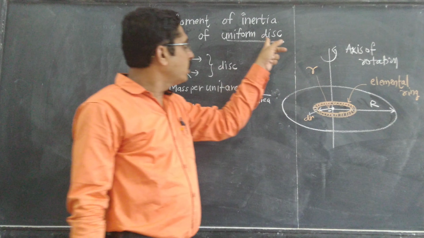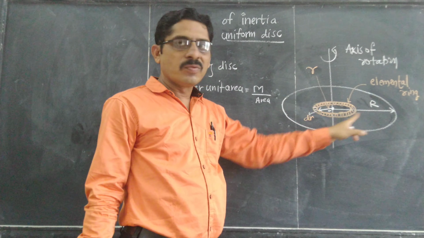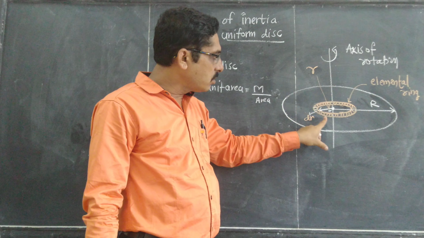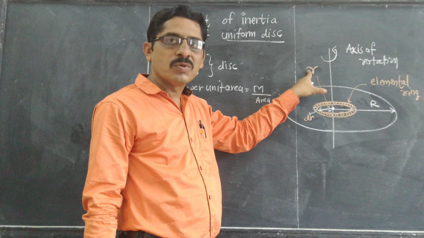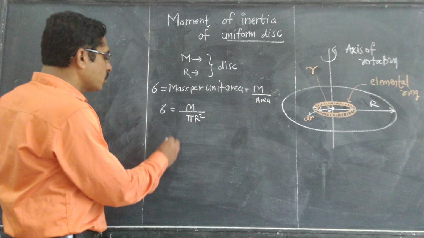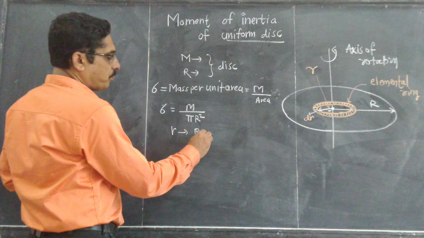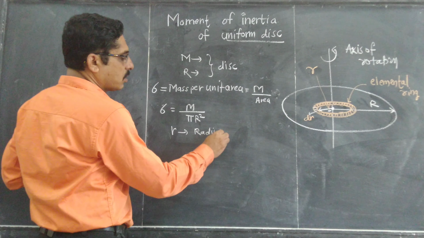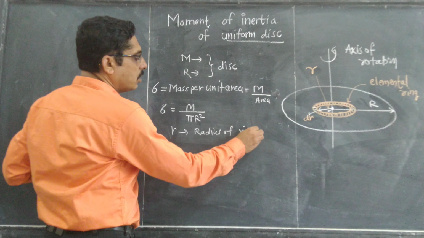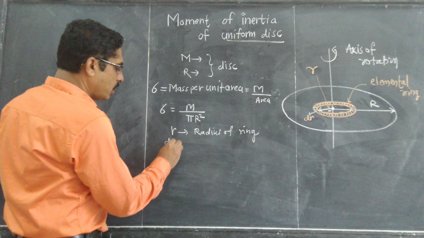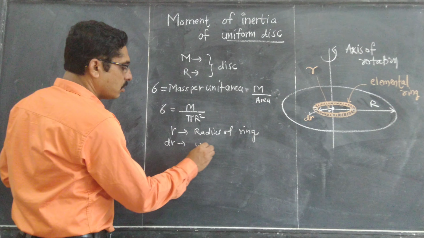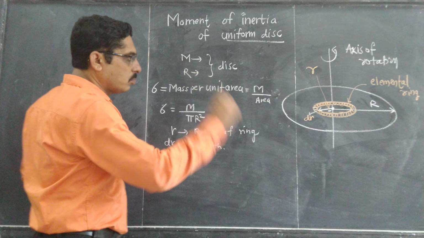As we know that this disk is made up of a large number of rings, we are here considering one such ring having radius, suppose small r, that is the radius of the ring, and dr is the width of that ring.